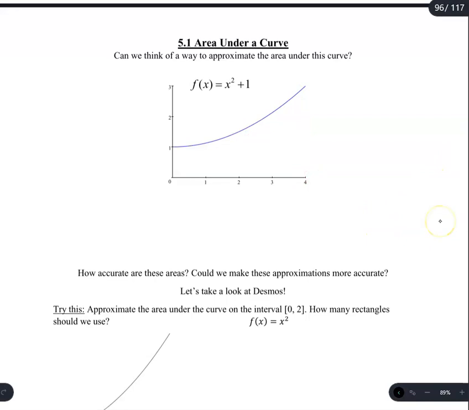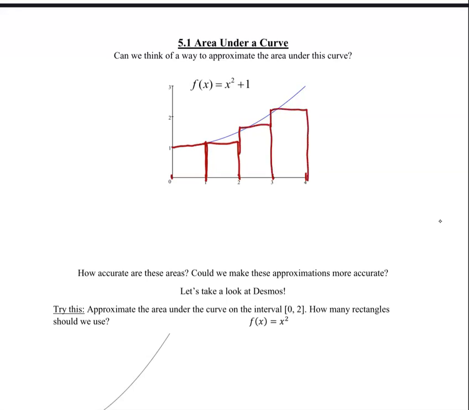Perhaps we could subdivide this into 4 rectangles and say we draw the first rectangle at the left endpoint where x is 0 up to where it hits the curve, and then the next rectangle where x is 1 and that hits the curve, and then where x is 2, and then possibly where x is 3. So this gives us an approximation for the area, but you can see that this would be an under approximation. How could I perhaps make this a little bit more accurate?